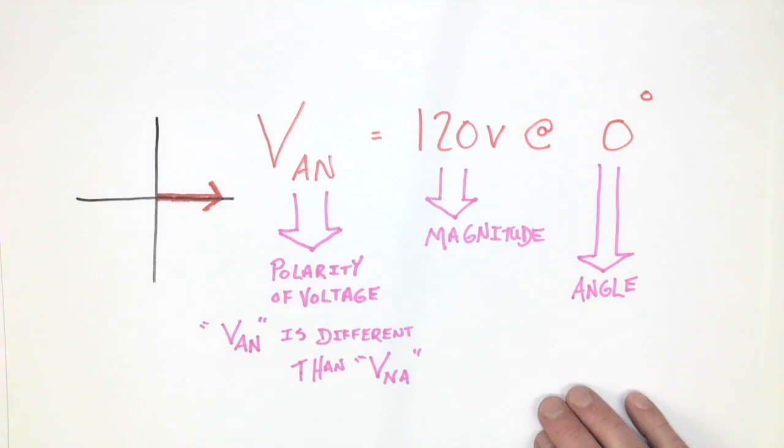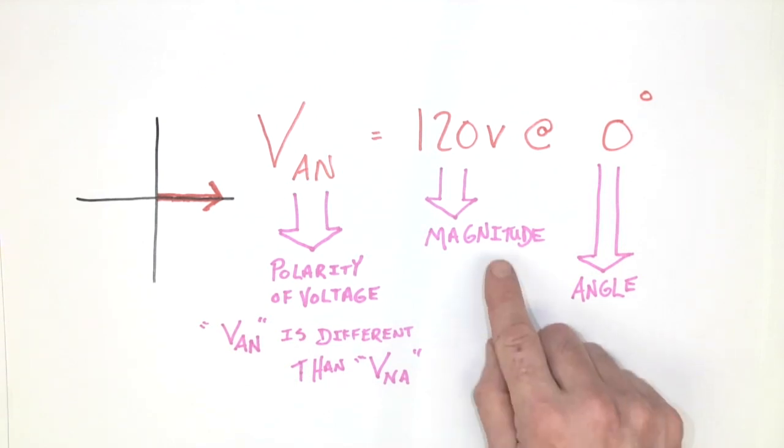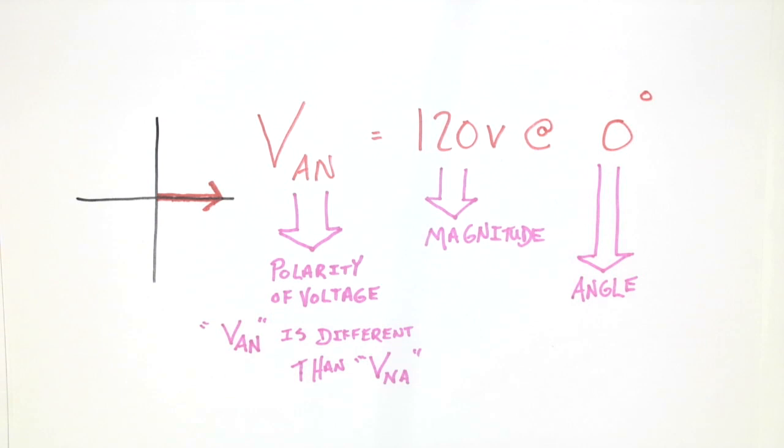What I mean by that is that the AN actually indicates the polarity of the voltage. VAN is quite different than voltage NA. It may seem trivial, but that's actually one of the main hinging points that we need to wrap our heads around if we are to add two phase voltages together. Now, obviously, the 120 volts is the RMS magnitude, and the angle is the 0 degrees that we see on the phasor diagram.